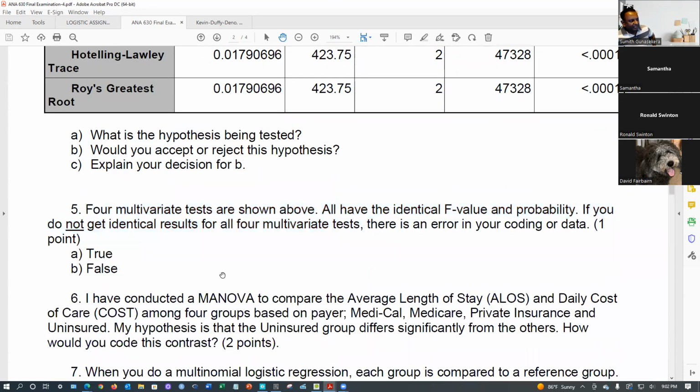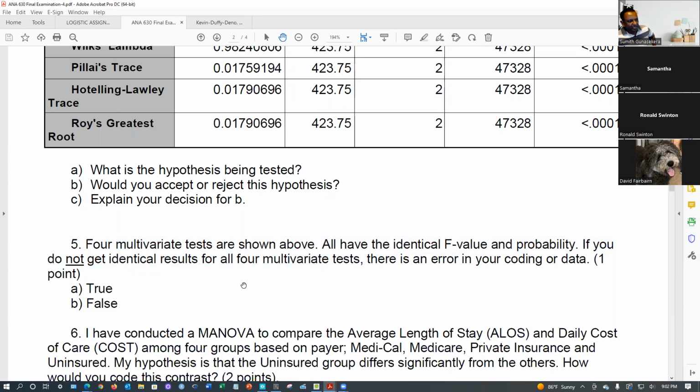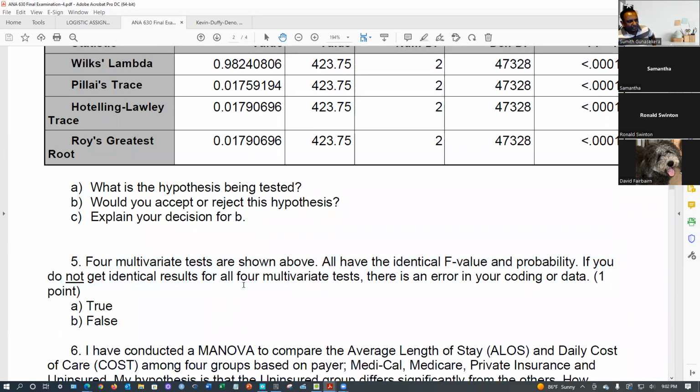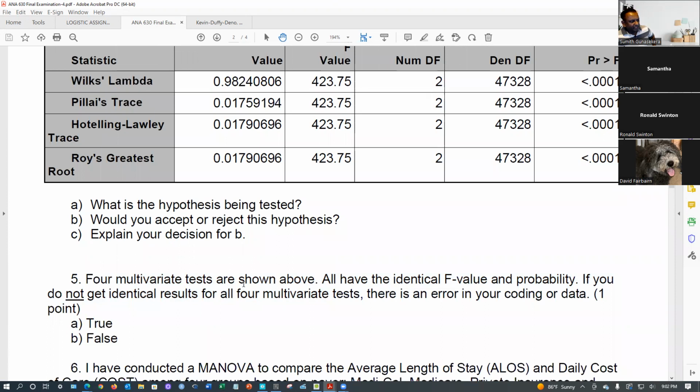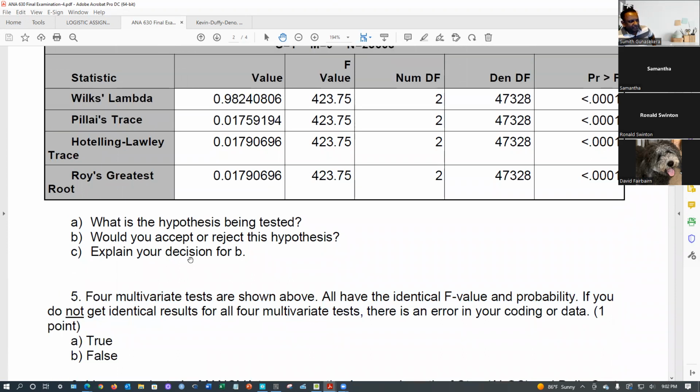Four multivariate tests are shown above. All have the identical F value and probability. If you do not get identical results for all four multivariate tests, there's an error in your code or data. Is that true or false? Let's see what they were talking about. Let's build up that discussion.